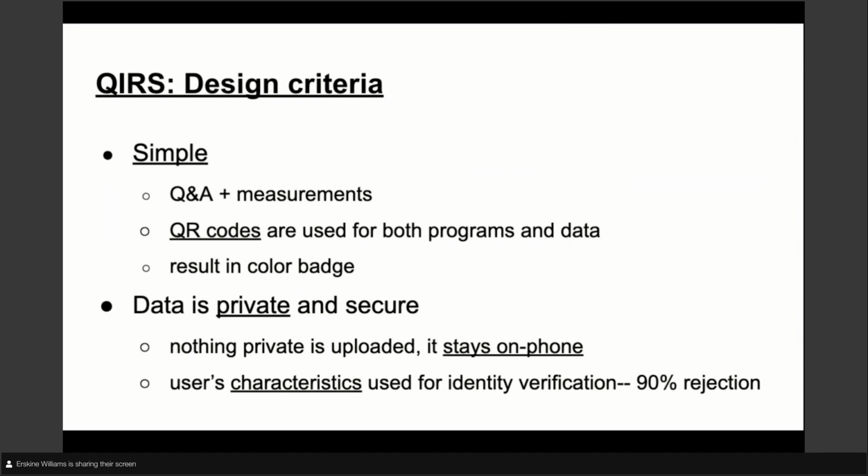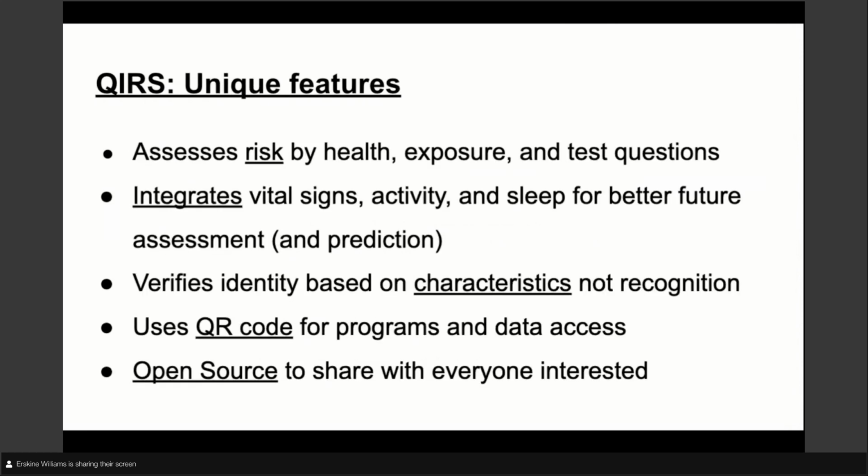Well, I'm going to ask for a little clarification on what you mean by that. Instead of trying to get facial recognition, for example, we're just trying to verify a person is who they say they are and reject people who are trying to spoof, but not trying to identify the person. Oh, I get you. That makes sense. Thanks. Thank you. Next slide. Our unique features: we're assessing risk by health exposure and test questions.